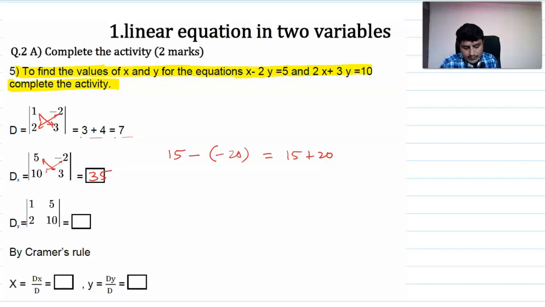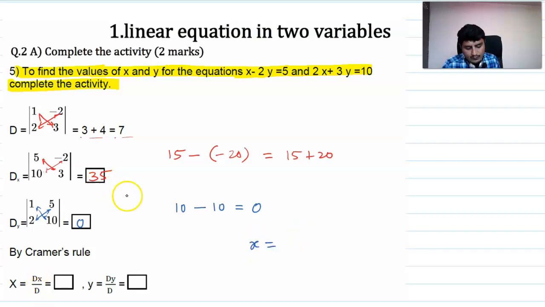Look at the next one. Dy value we have been given 1, 5. The first diagonal elements' multiplication, 10 1s are 10, minus the second diagonal elements' multiplication, 2 5s are 10. And now 10 minus 10 we have 0, so the value of determinant Dy is 0. Now to evaluate the values of x and y, as per Cramer's rule we have the formula Dx divided by D.